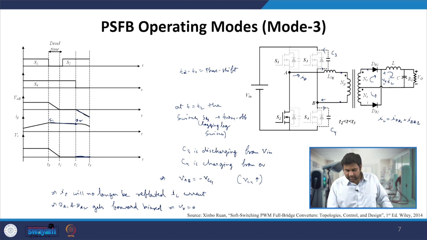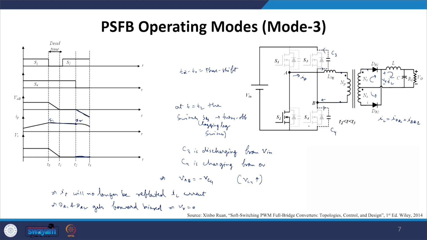Now the condition comes when I have to go for the lagging switch. So let's say at T2 the S4 switch turns off.